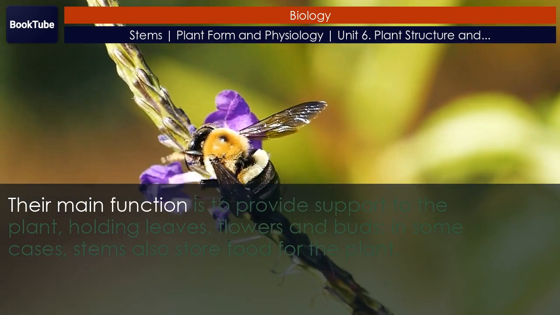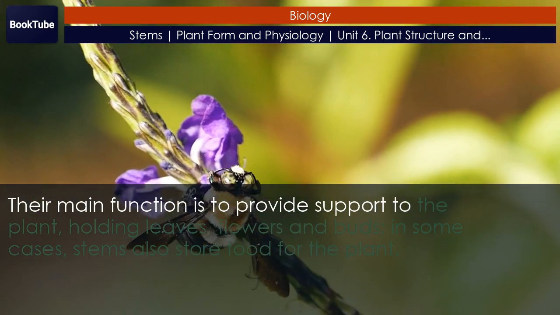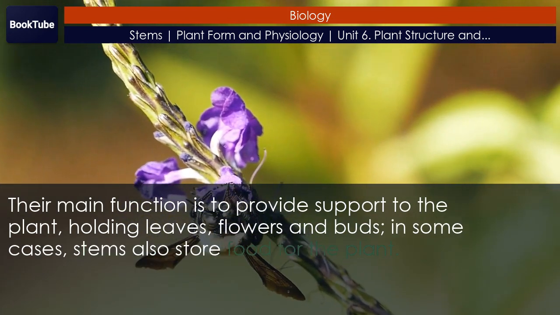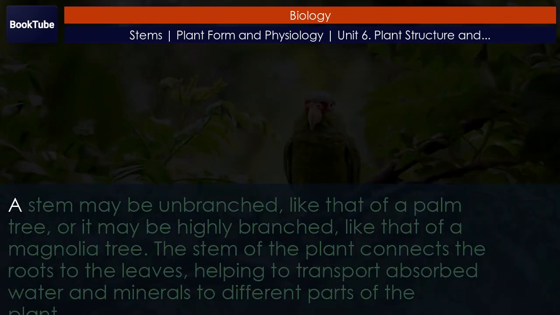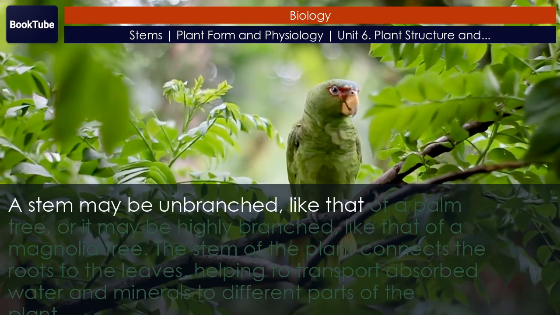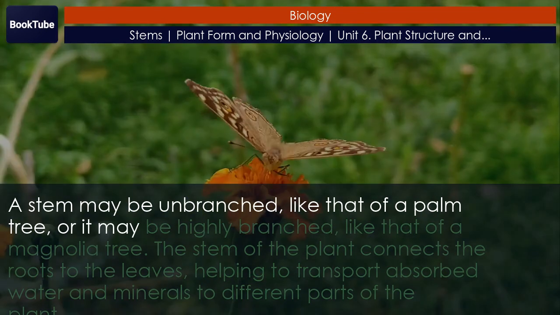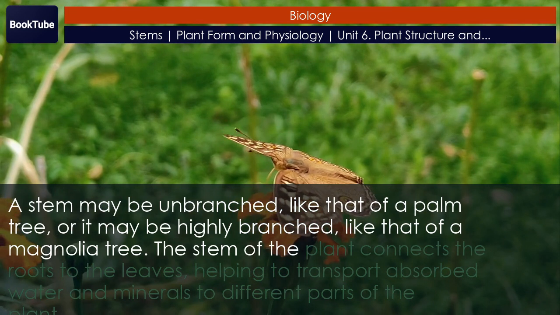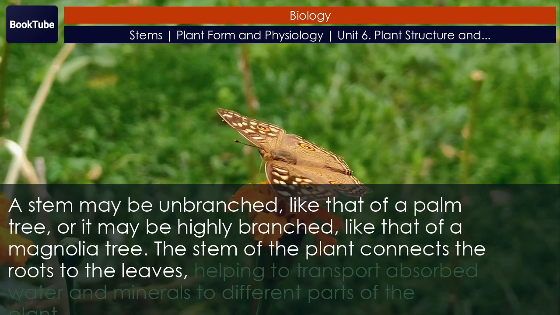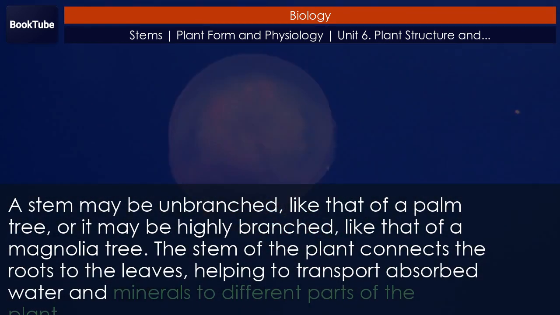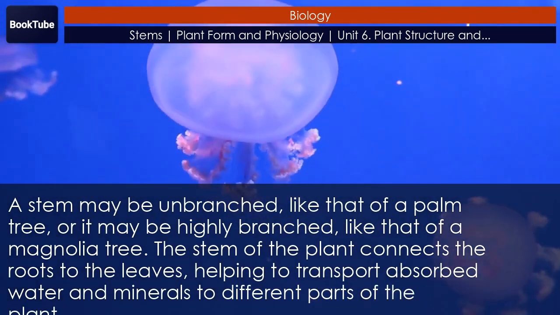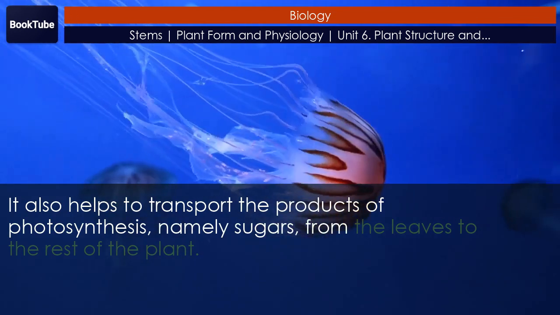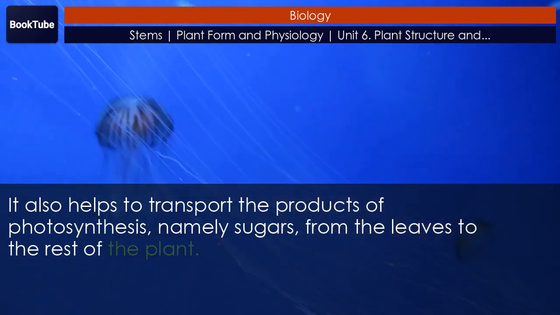Their main function is to provide support to the plant, holding leaves, flowers and buds. In some cases, stems also store food for the plant. A stem may be unbranched, like that of a palm tree, or it may be highly branched, like that of a magnolia tree. The stem of the plant connects the roots to the leaves, helping to transport absorbed water and minerals to different parts of the plant. It also helps to transport the products of photosynthesis, namely sugars, from the leaves to the rest of the plant.